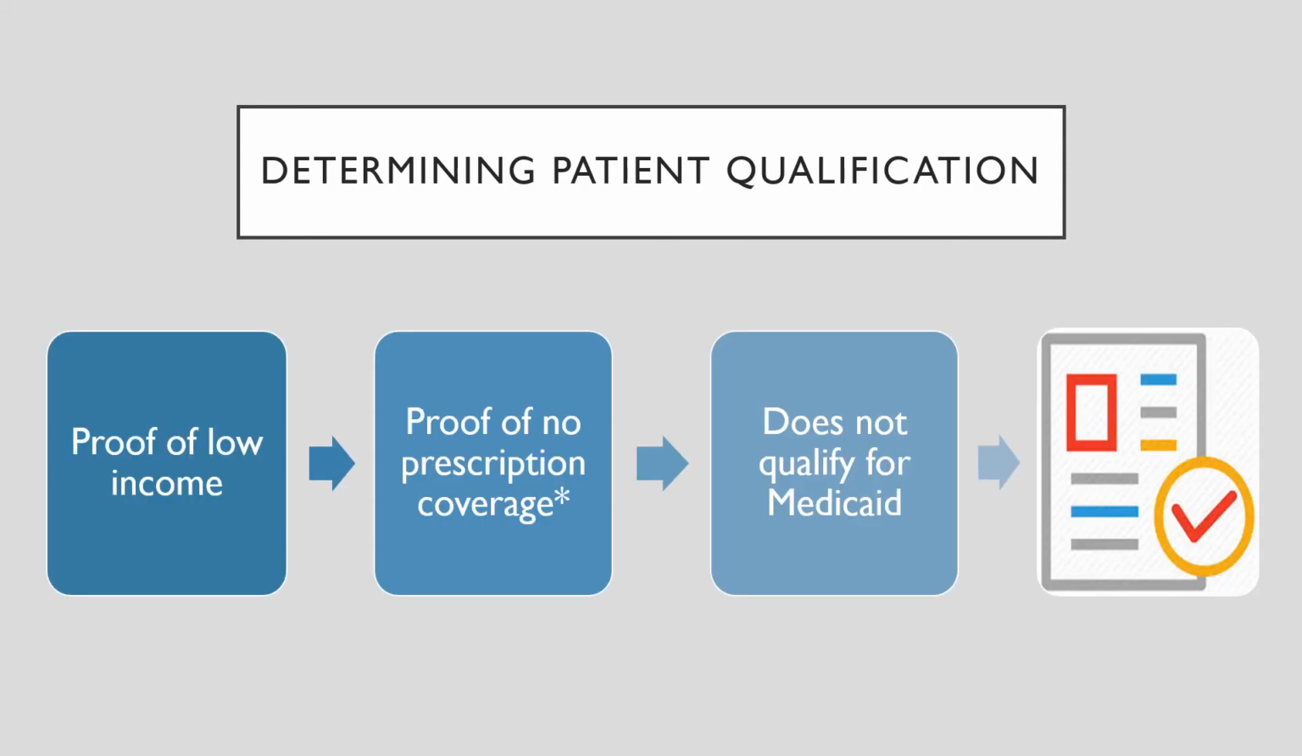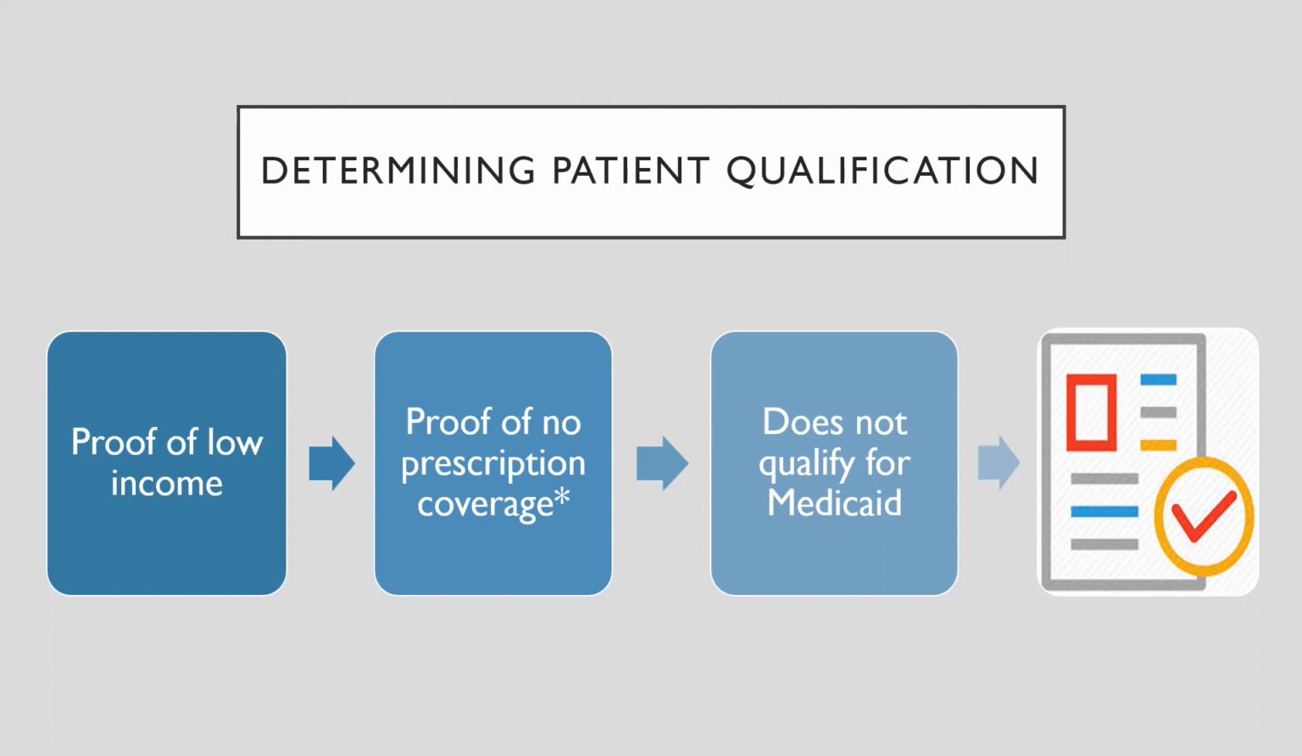Once you determine who is going to run your program, it's time to determine how you find qualifying patients. This part is relatively easy. A patient must meet criteria for low income, and what that generally means for most programs is an annual household income of less than or equal to 400% of the current federal poverty level. The patient should not have prescription coverage.